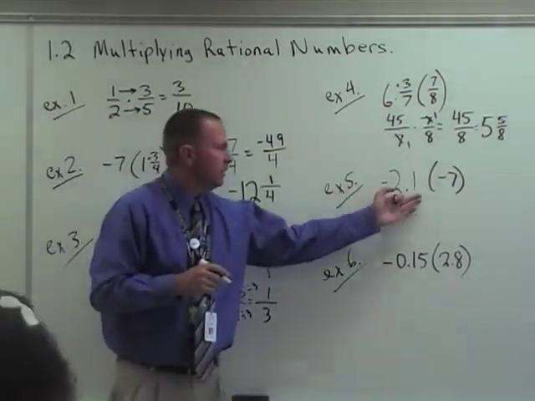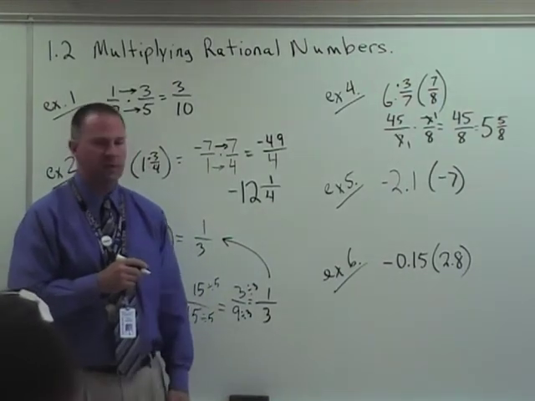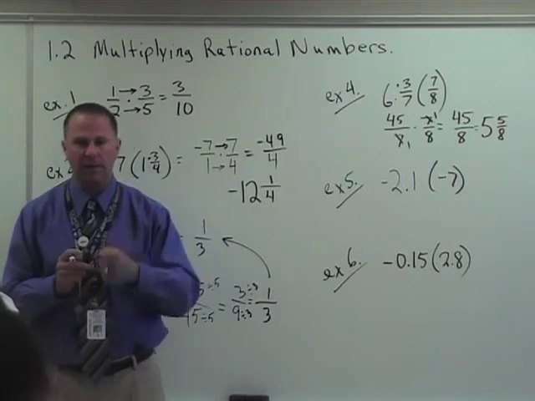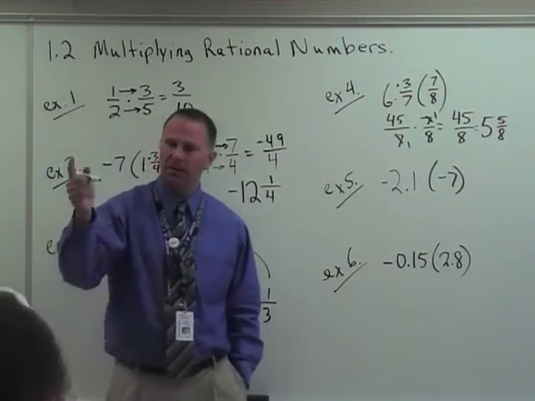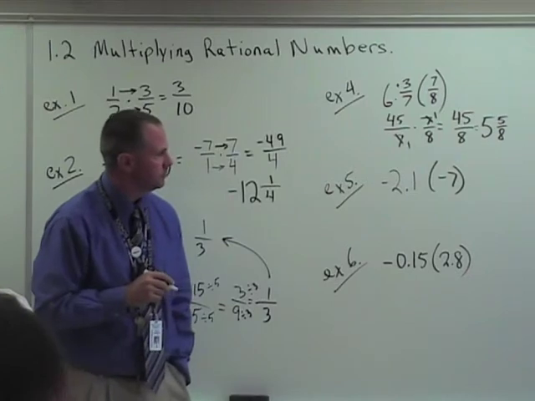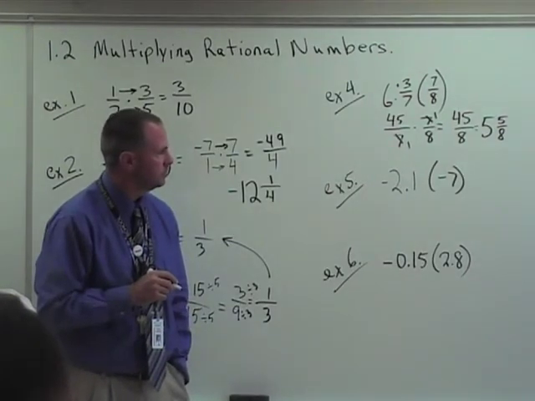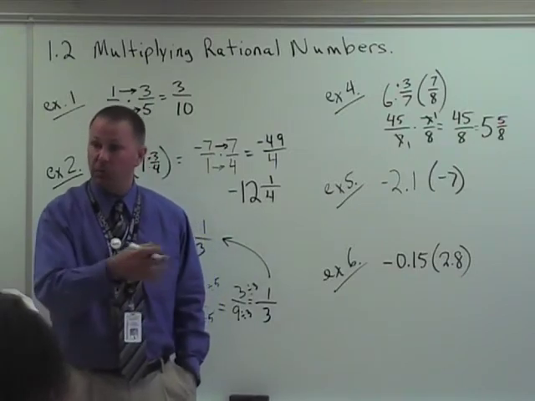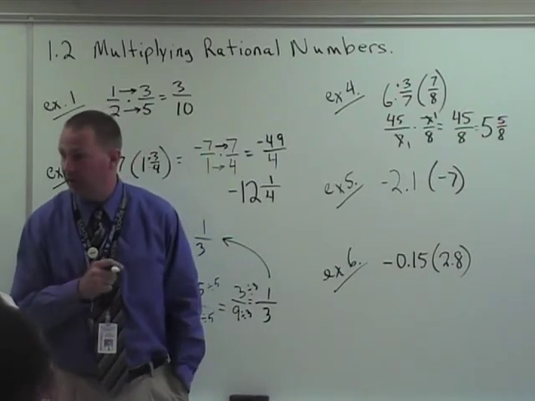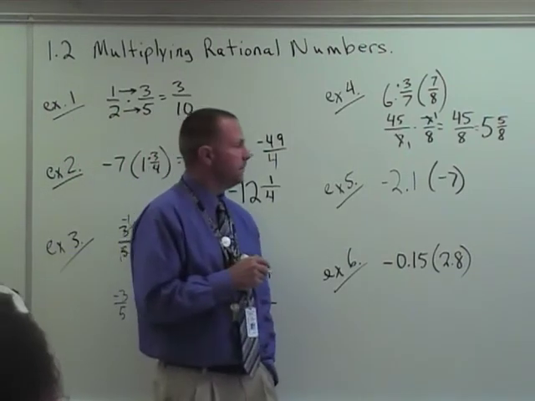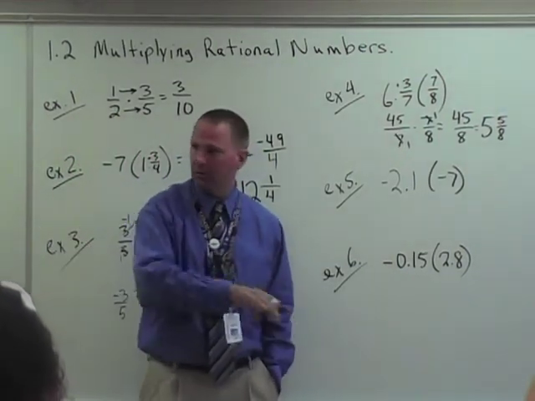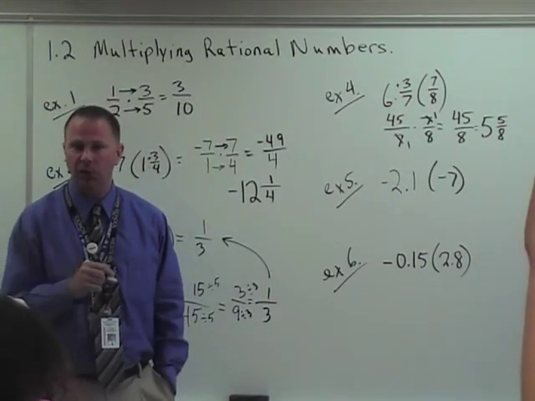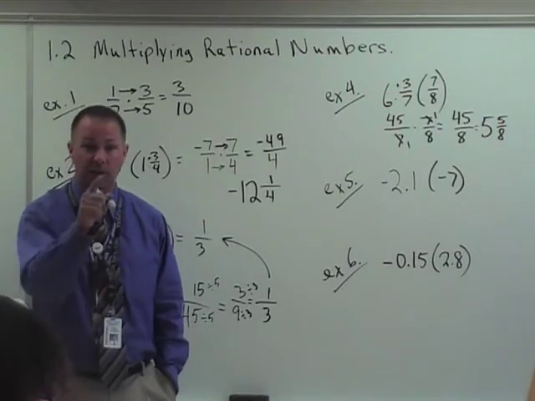All right. -2.1 times -7. Go ahead and use your calculators, but in general, what do you know about this, Brianna? Change -2.1 to a mixed number. You could, and then do your multiply fractions. Just go ahead and use your calculator. Okay. We're past this sort of thing of changing things back to fractions and multiplying through. I want you to go ahead and just use your calculators on this stuff.